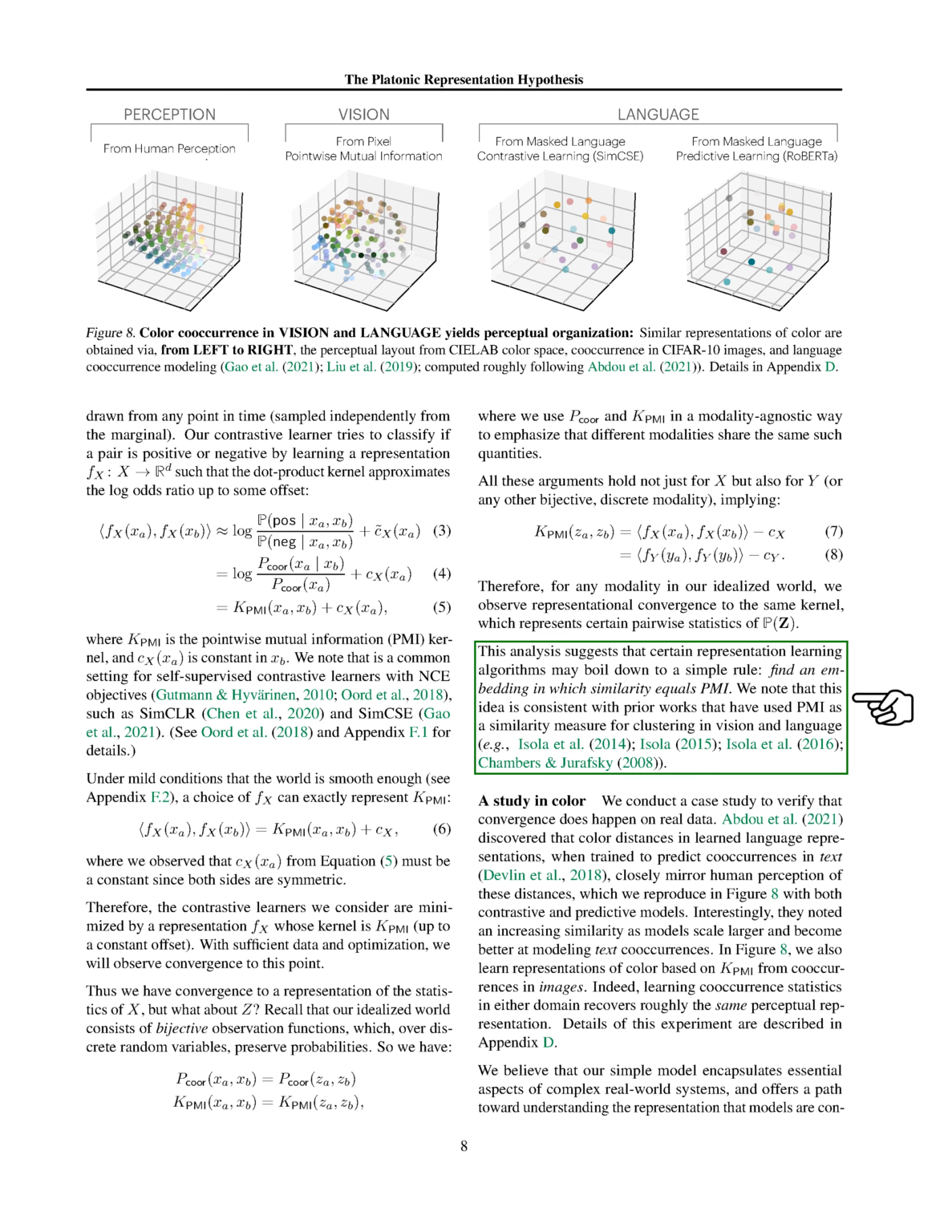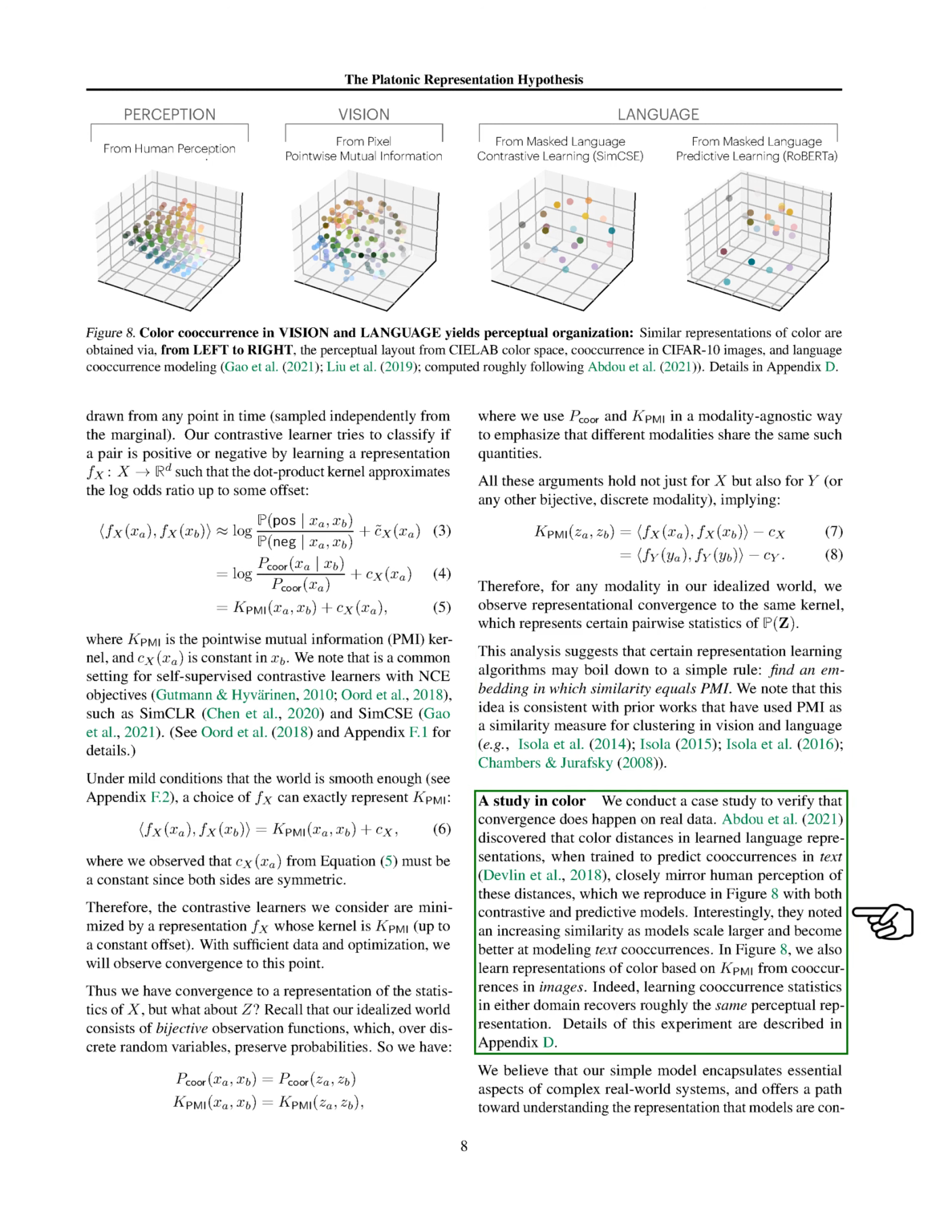Section: A study in color. In this section, we conducted a case study to confirm that convergence occurs on real data. We found that the color distances in learned language representations, trained to predict co-occurrences in text, closely match human perception of these distances. This similarity increases as models become larger and better at modeling text co-occurrences. Additionally, we explored representations of color based on co-occurrences in images using KPMI. Surprisingly, learning co-occurrence statistics in either domain results in similar perceptual representations.